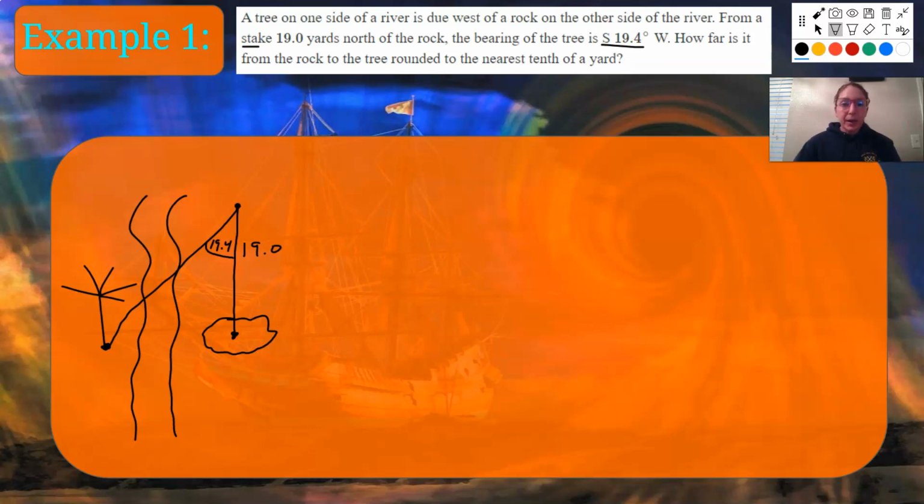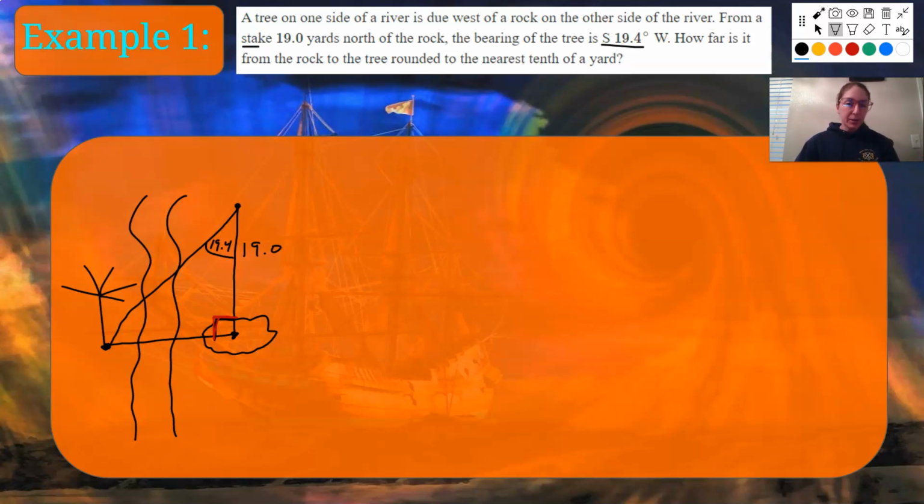How far is it from the rock to the tree? Rock, tree. Now these guys are due west, right? Which means they're exactly 180 degrees across from each other. The stake was due north, so if that's 180 and that's due north, then I have a right angle in here. Actually, let me switch that color. That implies that this angle here is a right angle. Now, if I have a right angle, there's a lot of trig magic I can do. So now we're basically done with the bearing stuff, and now we can jump into trig.